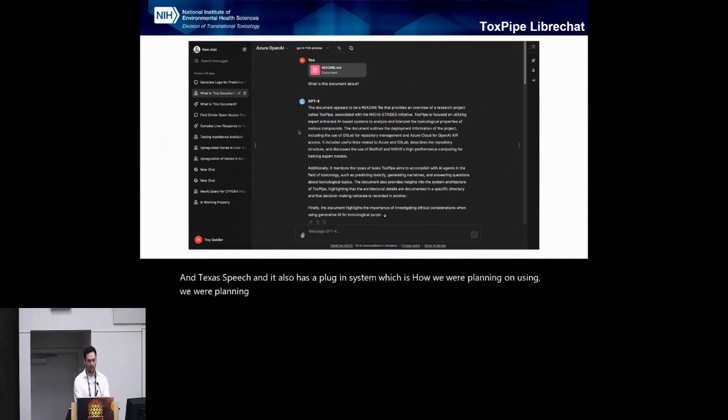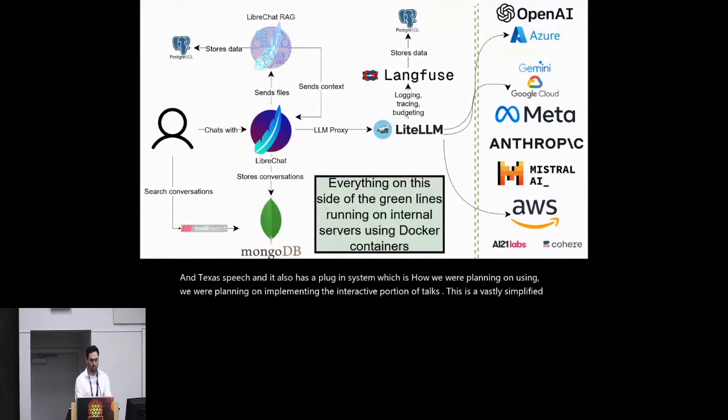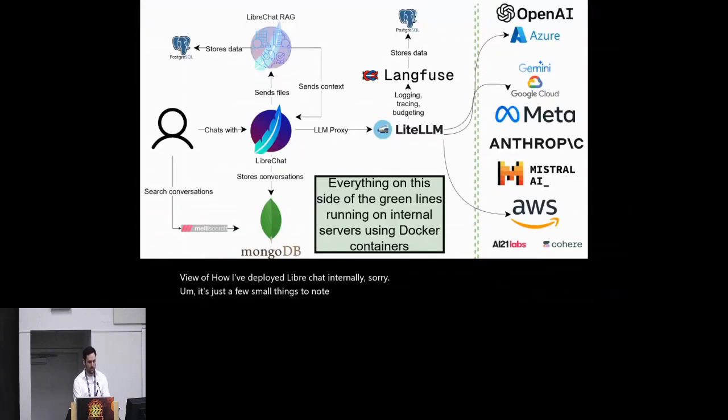This is a vastly simplified view of how I've deployed LibreChat internally. Just a few small things to note. The user talks with the interface. The developer of LibreChat has also developed a small retrieval augmented generation addition where you can upload, and it'll parse your Word, PDF, etc. It stores it there. All the conversations are stored internally on a Mongo database. And then I get access to all of the different models from all the cloud providers through Strides and proxy them through a LiteLLM proxy, which is nice because it allows me to give end developers a single API key and give them access to all of those different models with logging and tracing, budgeting, etc. So not only can they interact directly with the web interface, but they can also talk to the APIs directly.